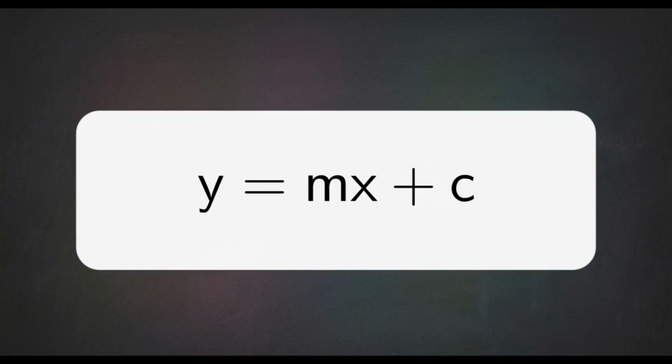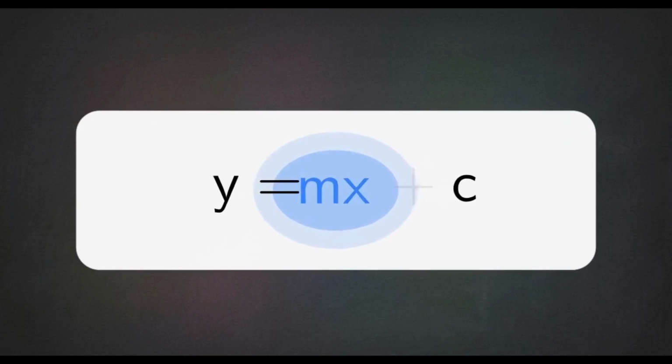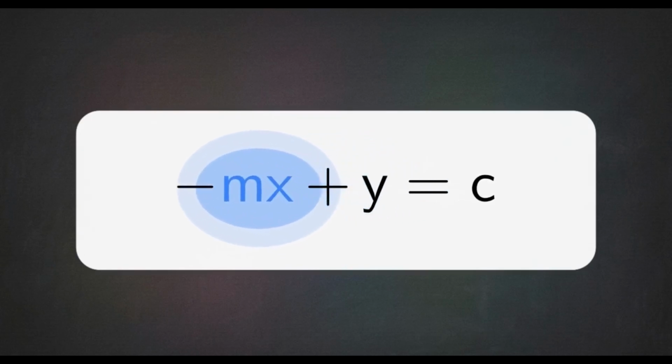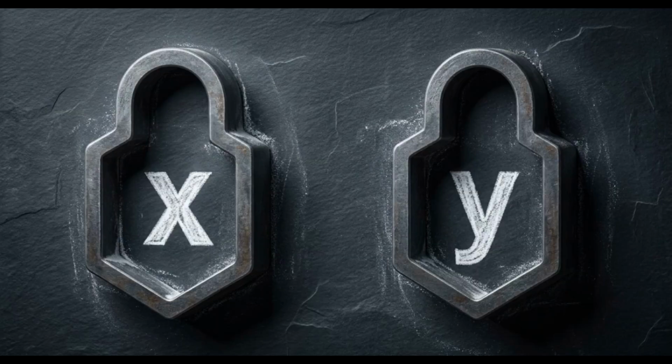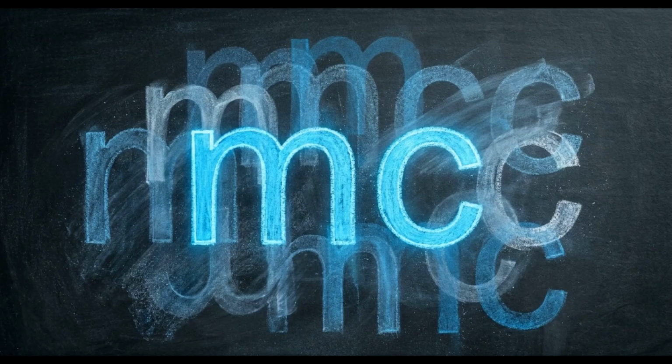We take our standard equation, y equals mx plus c, and algebraically shift the slope term to the other side of the equal sign. Examining the bottom left of these notes, we see the resulting equation tightly boxed, c equals negative mx plus y. This is the foundational engine of our new mathematical space. We must now treat the known pixel coordinates, x and y, as our constants. The structural parameters, m and c, become our independent and dependent variables.